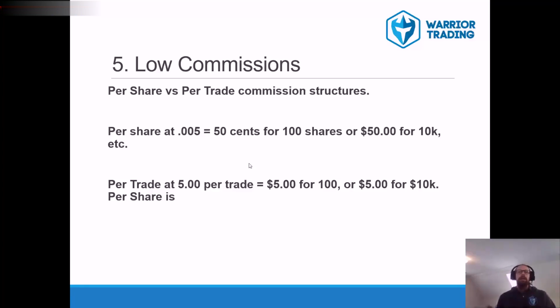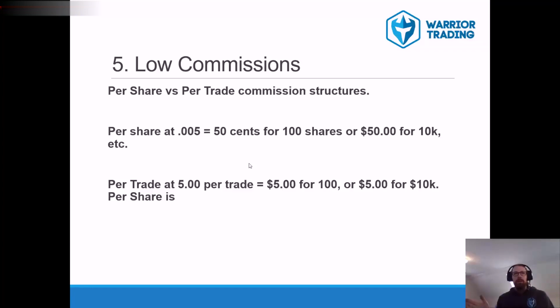Most of these direct access brokers will give you 2 commission structures. One is where you're charged per trade. It's a ticket for each trade. A typical commission per trade would be like $5 a trade. So whether you take 100 shares or 10,000 shares, it's $5 a trade.